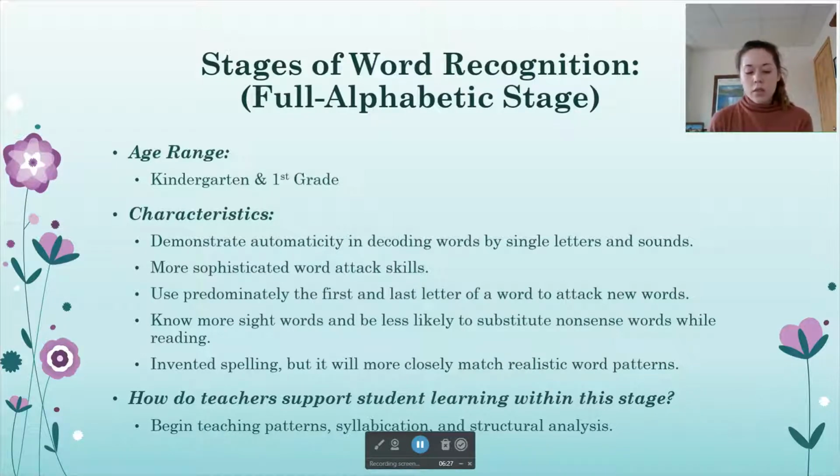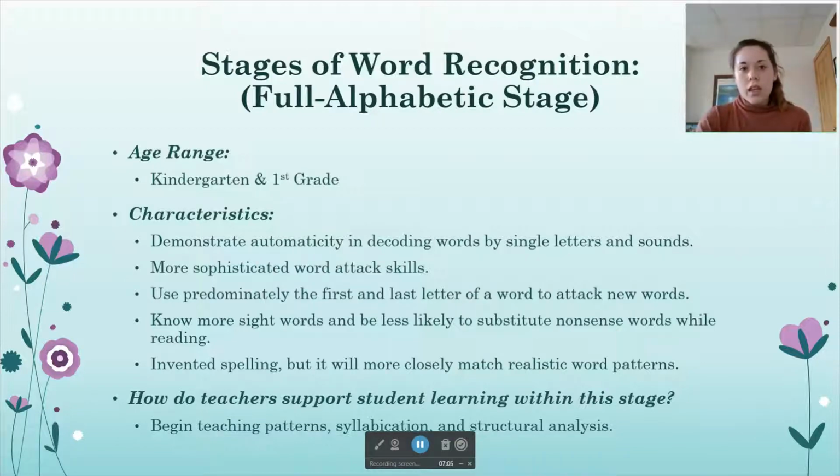So toward the end of this phase, students will know many sight words and will be less likely to substitute nonsense words while reading. Students will continue to use invented spelling, but it will more closely match realistic word patterns. And during this phase, teachers can begin to teach vowel patterns, syllabication, and structural analysis, all very important within word recognition. You want to get them familiar with how words work and how words can be similar to other words. But again, in this phase, they're becoming more aware. They're starting to be more sophisticated in their invented spelling, right?